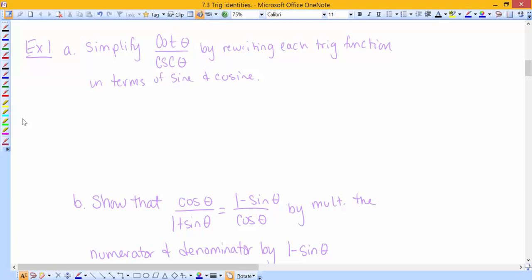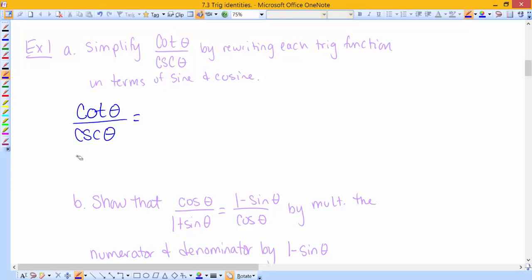So in this first one, it says simplify cotangent theta over cosecant theta. So I'm going to start by rewriting that. Cotangent theta over cosecant theta. I want to rewrite by using sine and cosine. So it says in terms of sine and cosine. So I need to think of ways of how I can rewrite cotangent and cosecant. So I'm going to look at my identities.